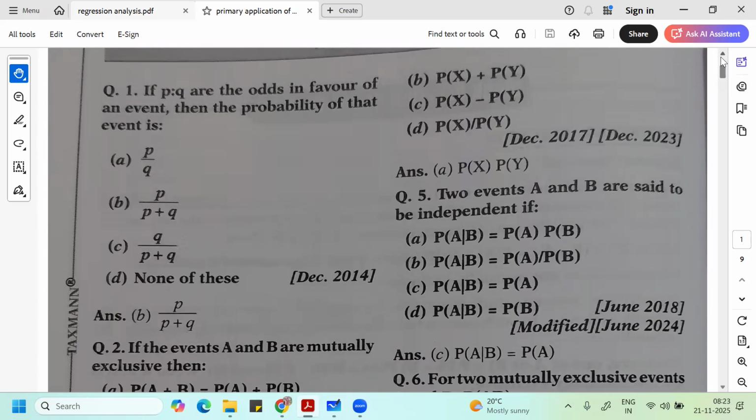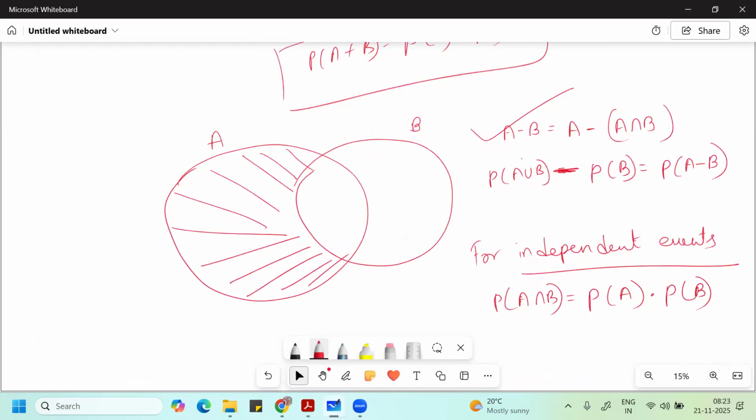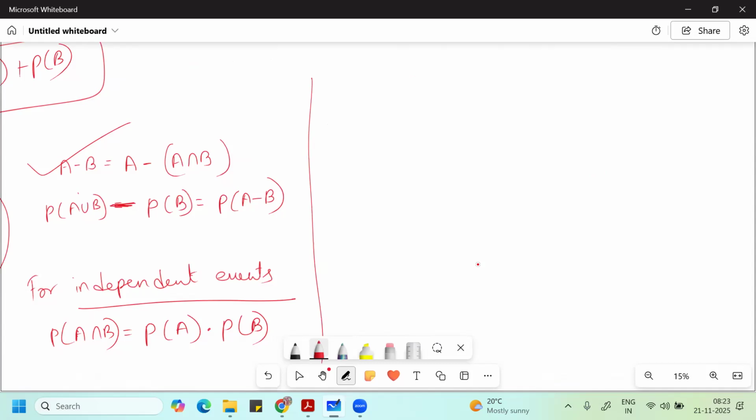Option A is the answer. Question number 5. Two events A and B are said to be independent. Again, the probability of A by B, so this is for dependent events. Probability of A by B means, what is the probability that event A will happen, knowing that B has already happened.